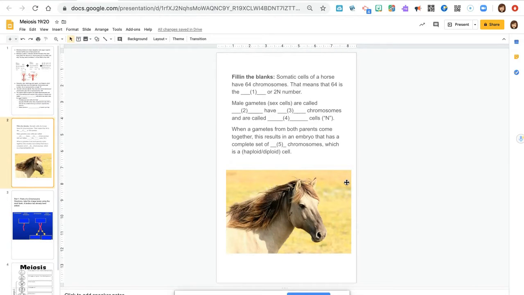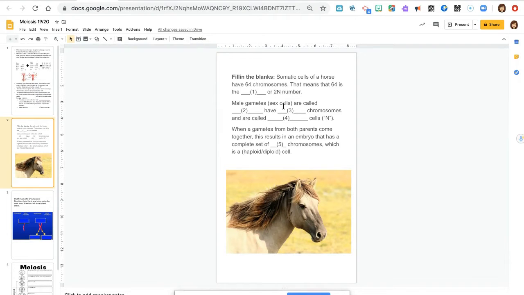Somatic cells of a horse have 64 chromosomes. That is a somatic body cell. That means that 64 is the blank, or 2N number? What would you put there? 2N is for diploid.